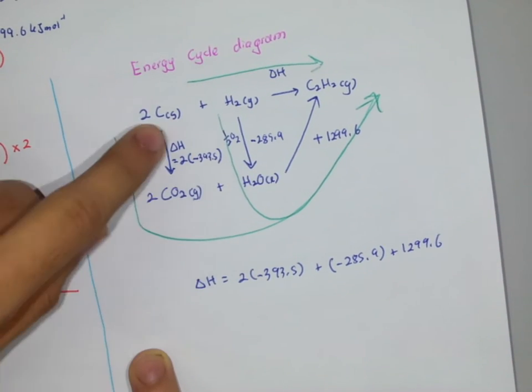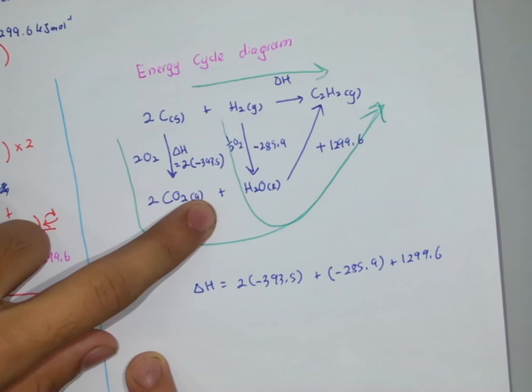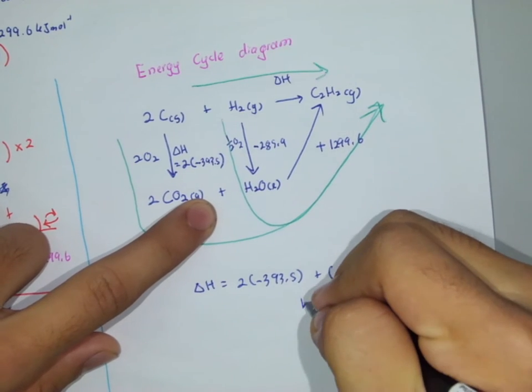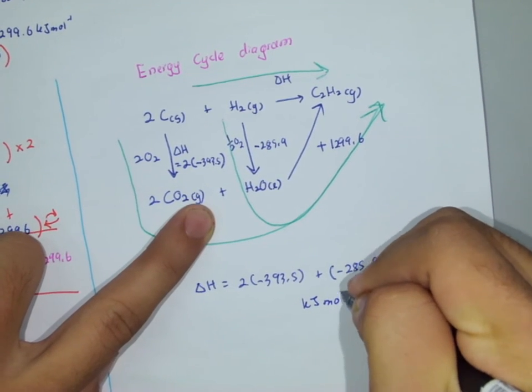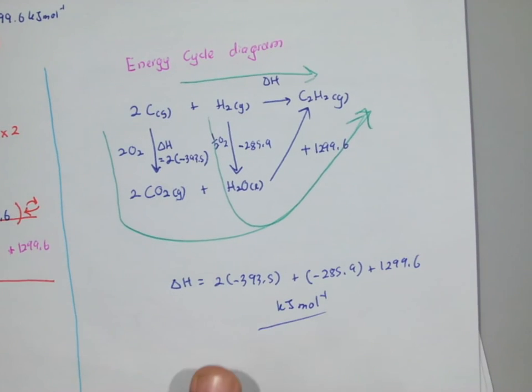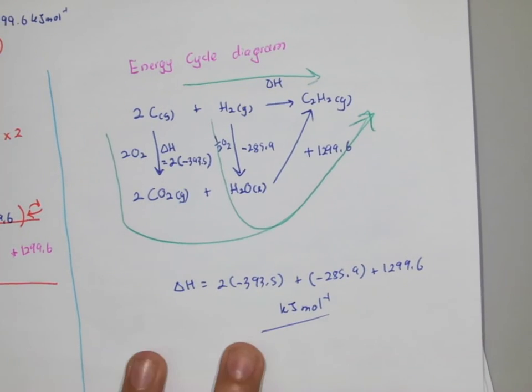And don't forget, so sini saya buat for to save place. Nanti you punya jawapan also jangan lupa it is kilojoule per mole lah, jangan lupa. Okay, so kalau tak ada nanti you guys akan kurang markah. So that is energy cycle diagram.